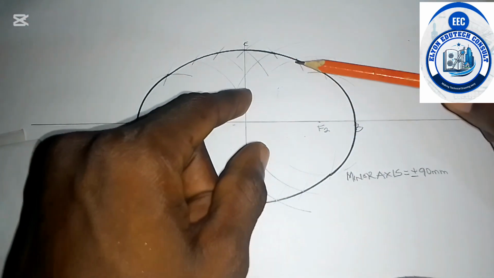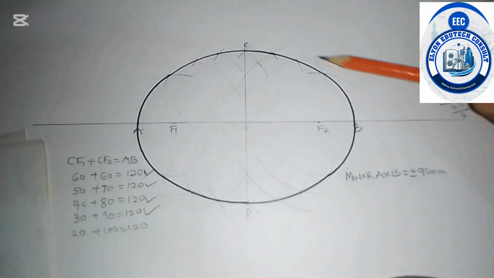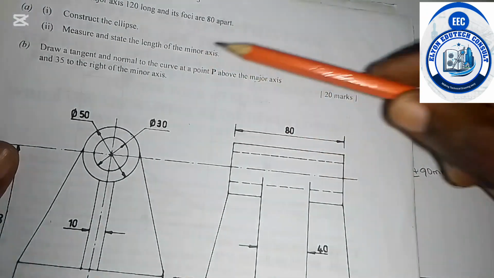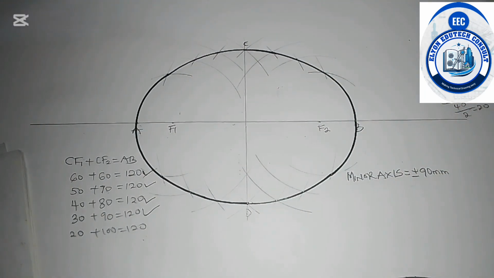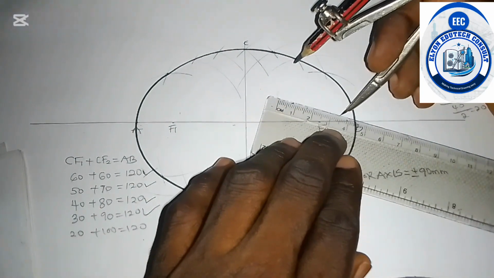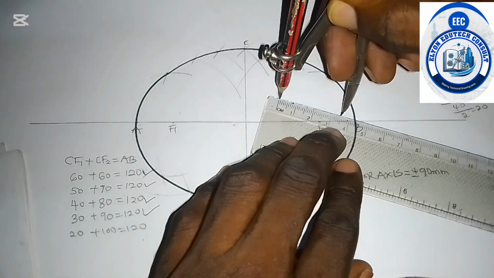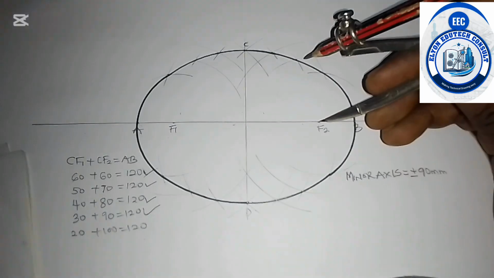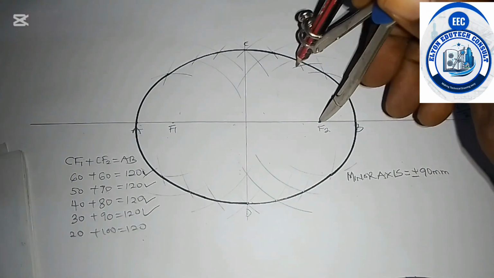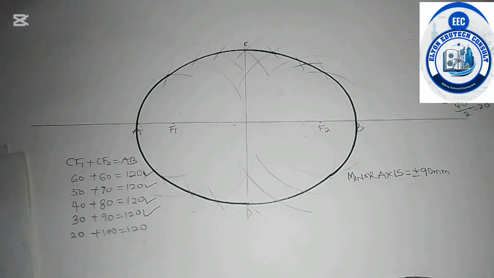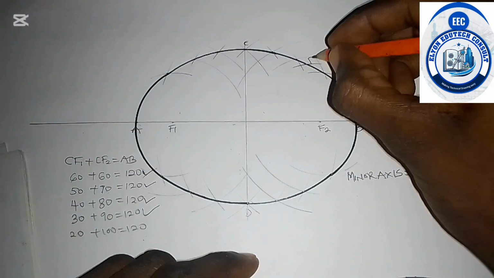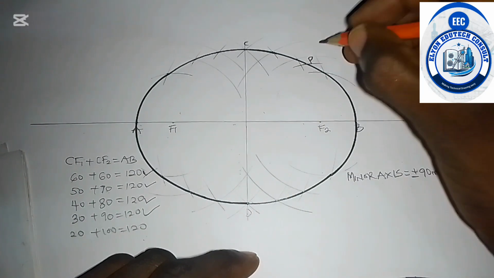So to know the position, whether at this point or at this point, the question says at the right, which is going to be at the right of the minor axis, and the position is 35. So what I'm going to do here is very simple. I'm going to take 3.5, that is 35 millimeter. So this is my 35. I'm going to needle on point F, so strike this part of the ellipse. So that point now, this point, is my P, where the tangent is going to pass through.